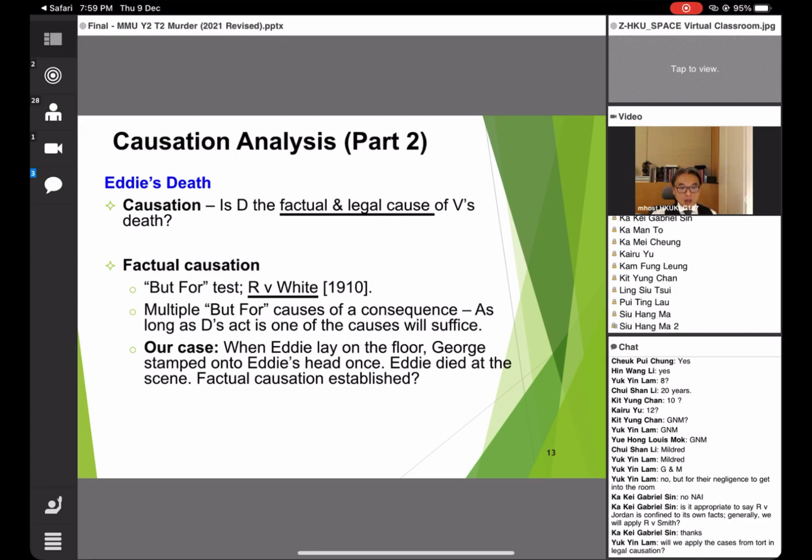And in our case, when Eddie was lying on the floor, we had George stamping on Eddie's head, and Eddie died at the scene. Would you say factual causation can be established here? Can anyone tell me whether you think factual causation can be established here? Anyone wants to volunteer?